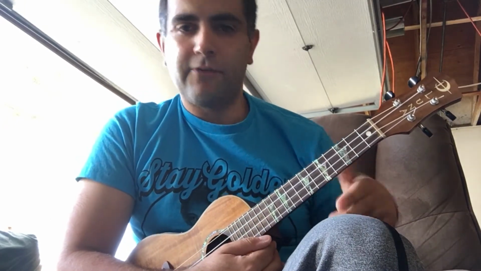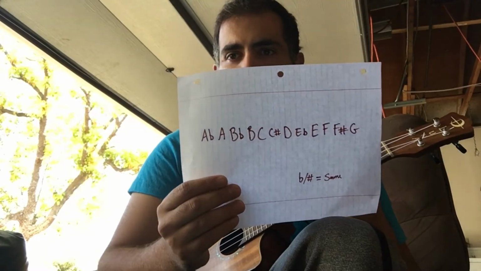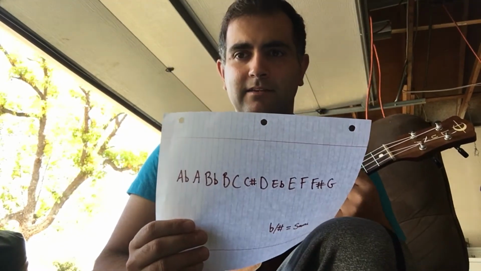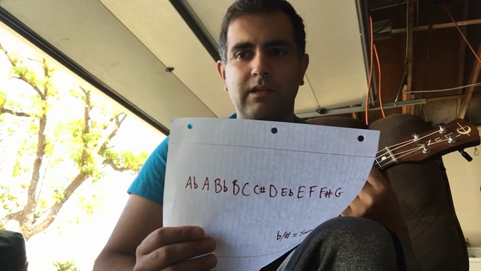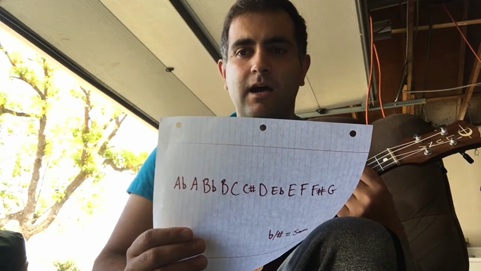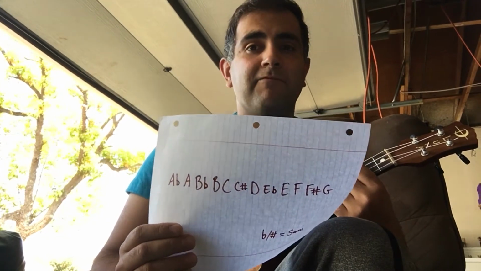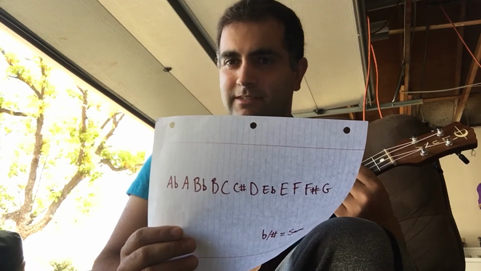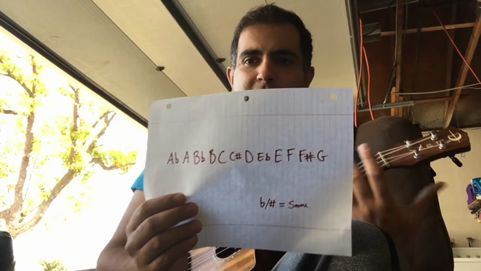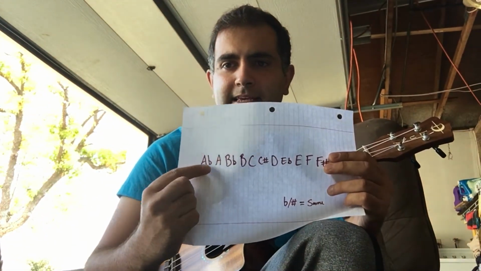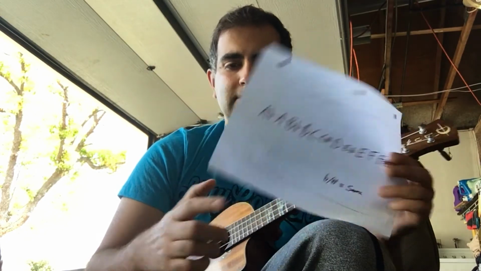So how this applies to a ukulele: every space, every fret is another half step. Okay, so a half step from A flat is A. A half step from B flat up is B. Now a half step from B is to C. Does that make sense? So every fret is a half step up.